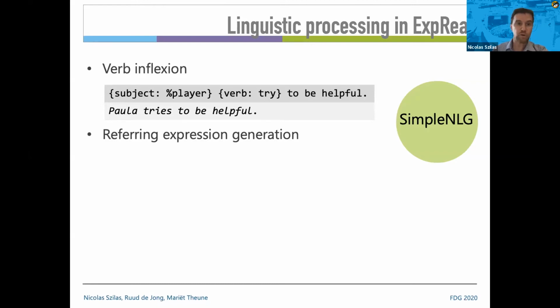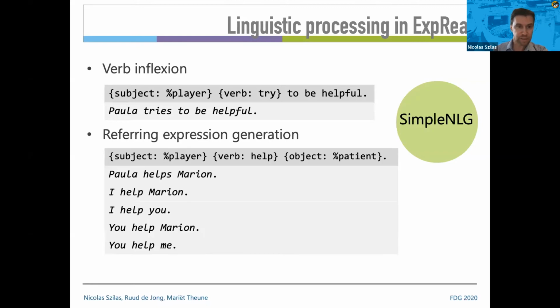We also do referring expression generation. So all these sentences, Paola helps Marion, I help Marion, etc., are all generated by the same template where we specify where is the verb, where is the subject, where is the object. And by this specification, we are able to pick up the right way to generate the sentence, depending on the context, here who is the speaker and who is the listener.